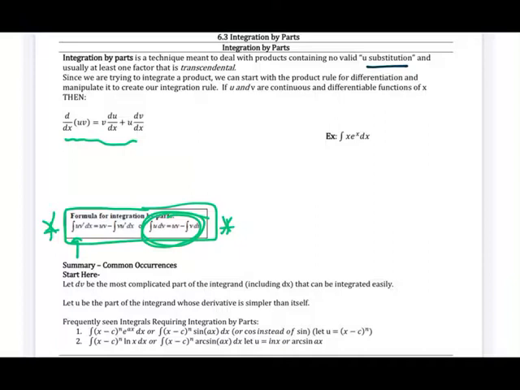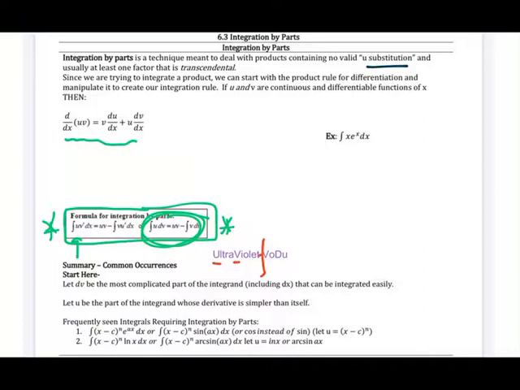And this is often referred to as sort of an acronym to help you remember as ultraviolet voodoo, to help you remember the order. You're saying u times v minus the integral of v du. So ultraviolet voodoo is just one of those little mnemonics that someone came up with to sort of help you remember integration by parts. So how do we do this?